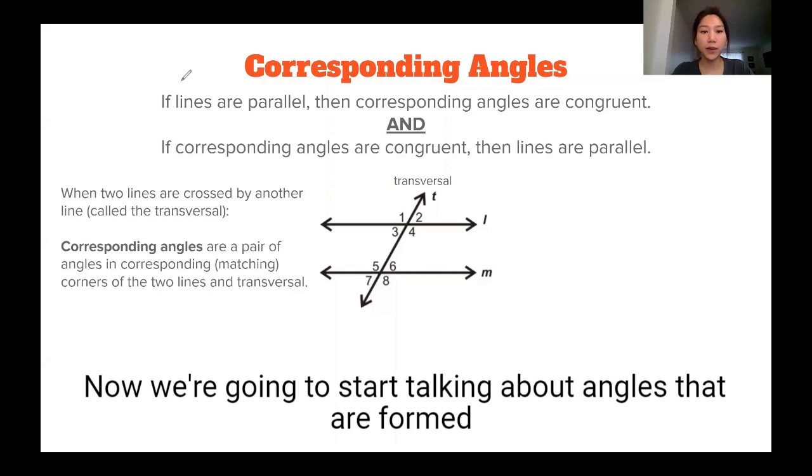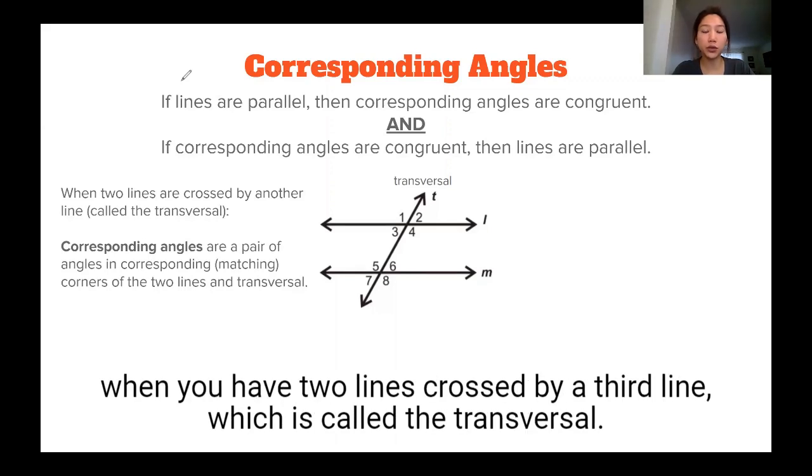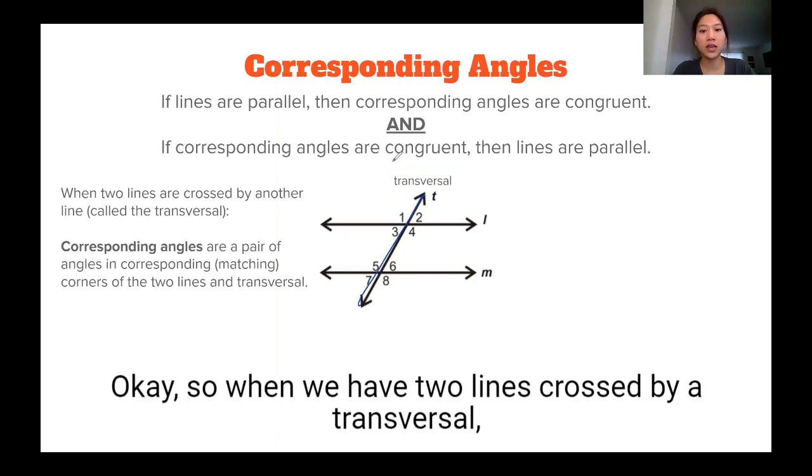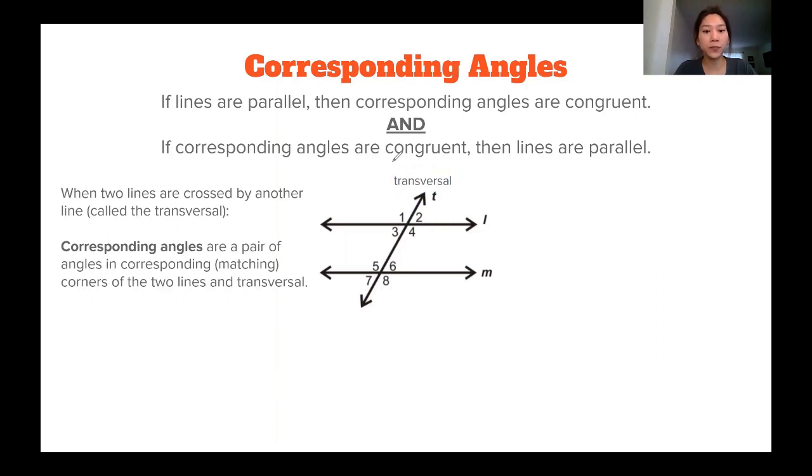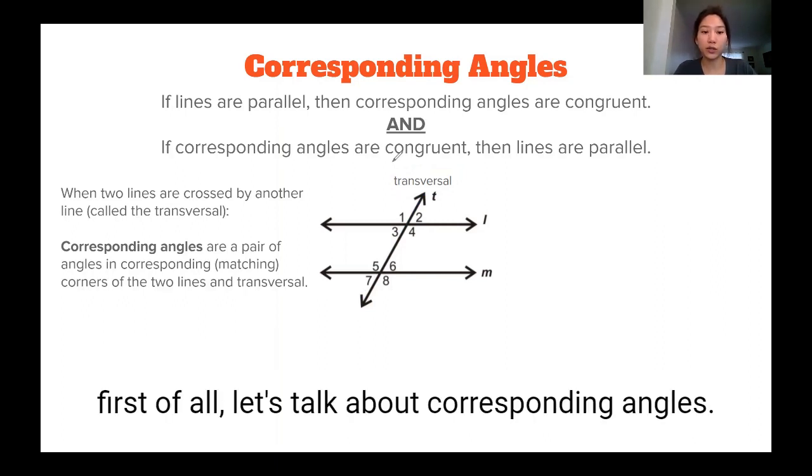Now we're going to start talking about angles that are formed when you have two lines crossed by a third line, which is called the transversal. Okay, so when we have two lines crossed by a transversal, first of all, let's talk about corresponding angles.